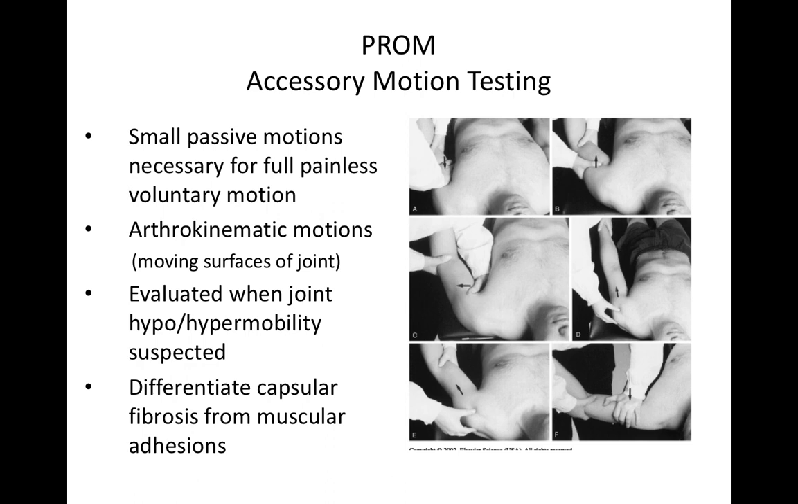In picture A, the therapist is producing an anterior to posterior accessory movement. In picture B, they're producing a posterior to anterior movement. In picture C, they're producing a distraction at the glenohumeral joint, followed by D, which is a long axis distraction or inferior glide at the joint. All of these glides are going to give us information about what accessory movements may be contributing to limitations in osteokinematic movement.